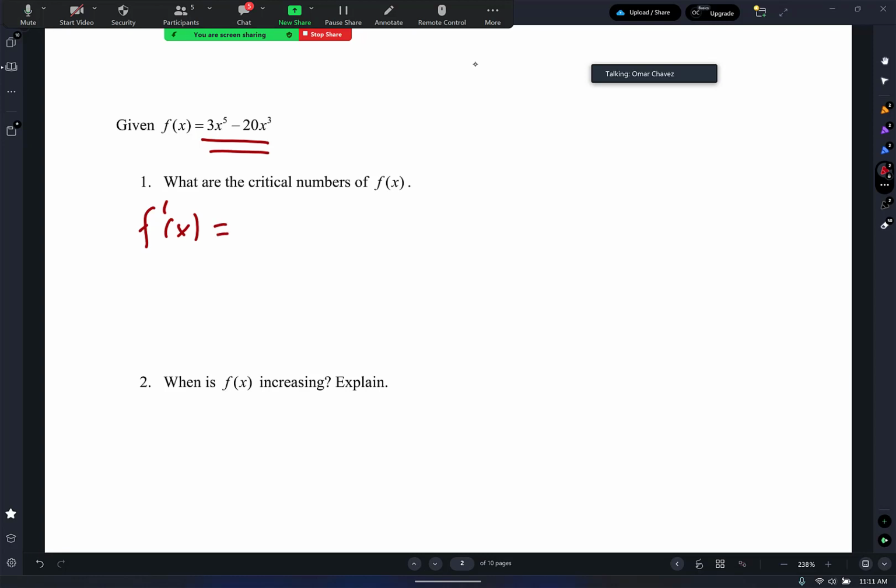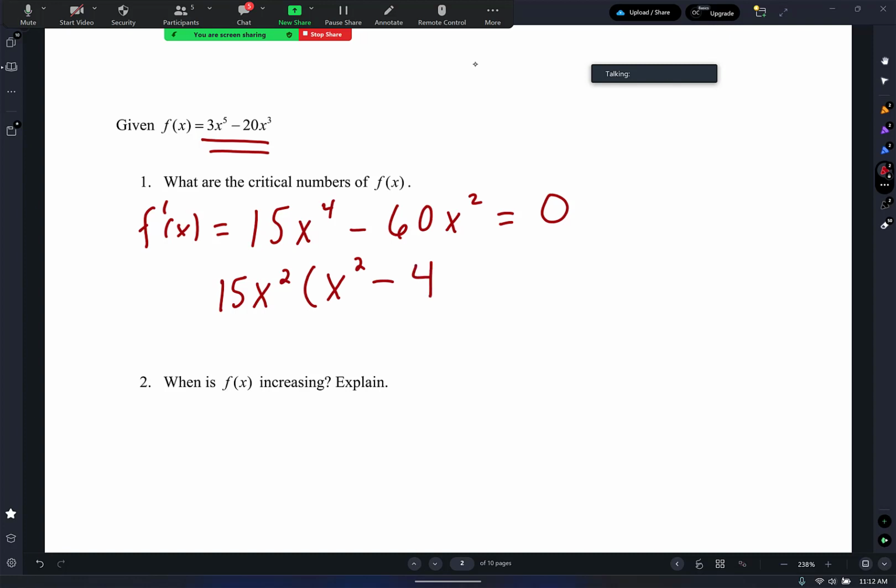So here we go. The derivative of 3x to the 5th minus, perfect. I equal that to 0. And just like Estrada said, I'm going to factor. What do I factor out? An x squared, perfect. So when I factor out a 15x squared, I'm going to have x squared minus 4. 15 goes into 60 four times. Yes. I equal that to 0.